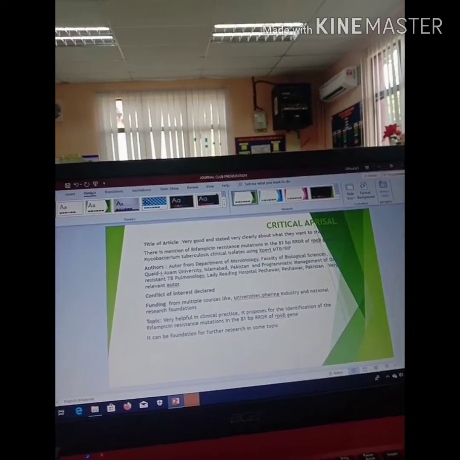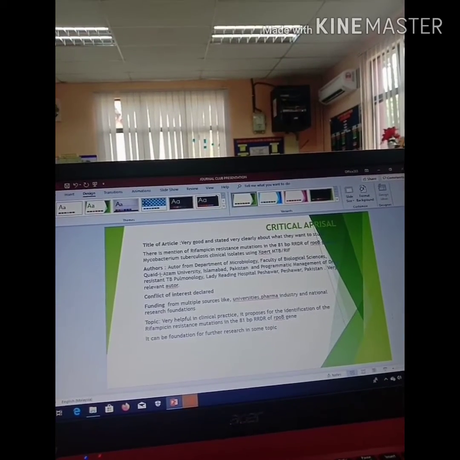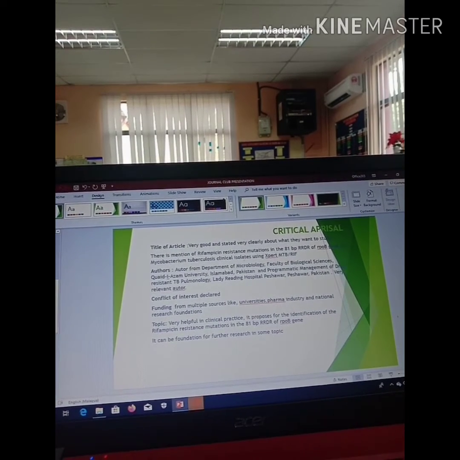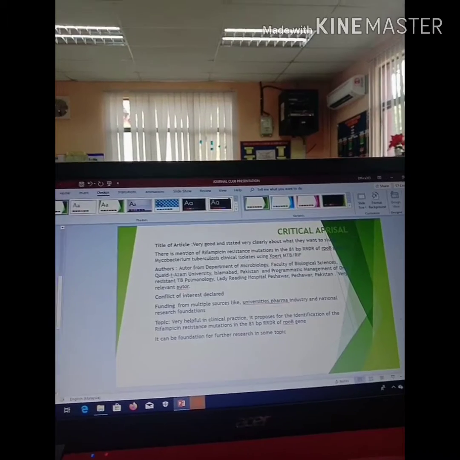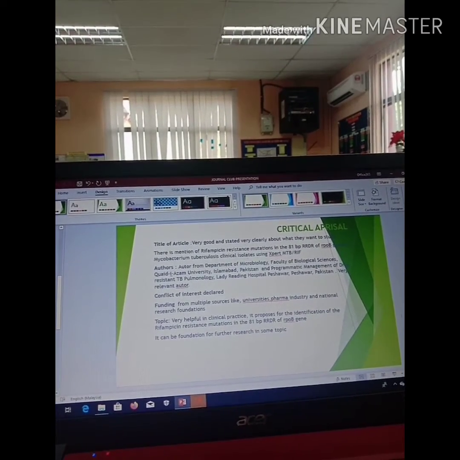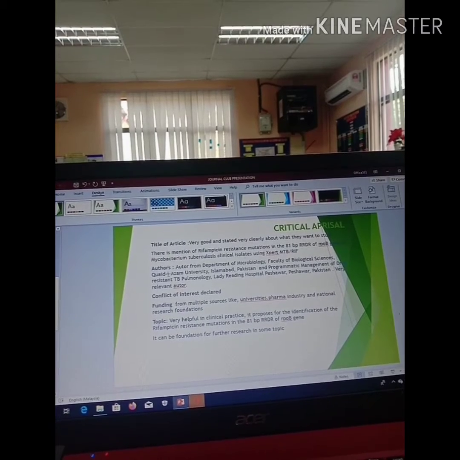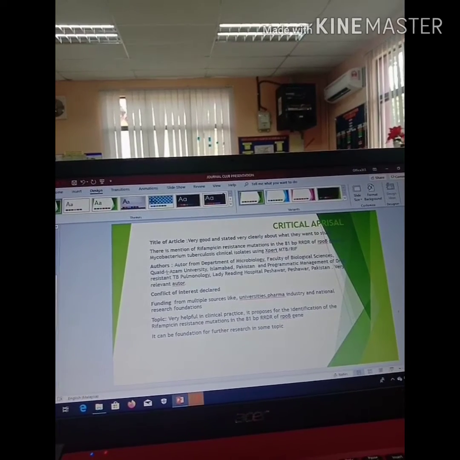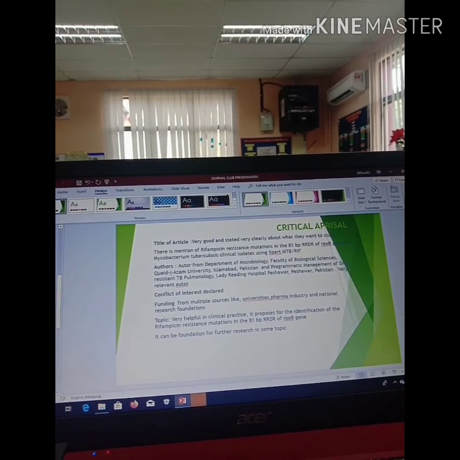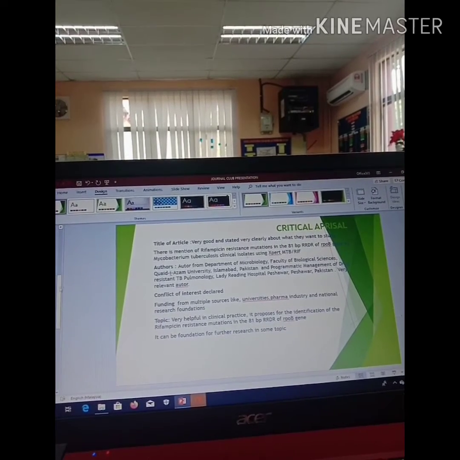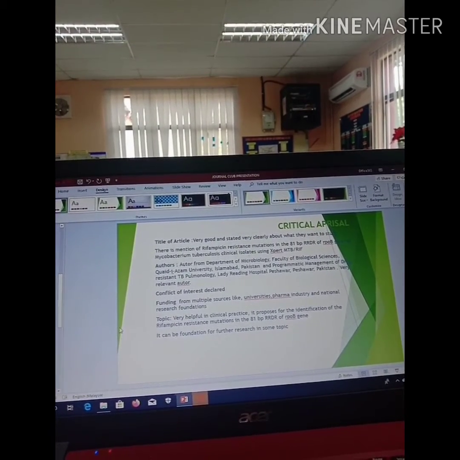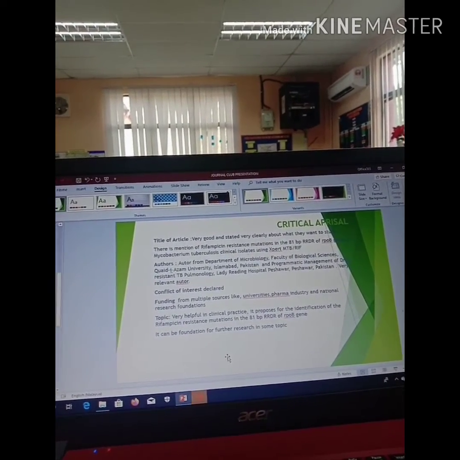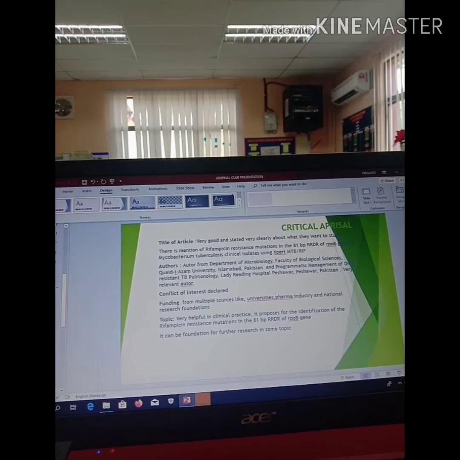Critical appraisal: the title is very good and states very clearly what they want to study. It mentions rifampicin-resistant mutation in the 81BP-RRDR of RPOB gene in MTB clinical isolates using Xpert MTB/RIF. The authors are from the Department of Microbiology, which is very relevant, and conflict of interest is declared. Funding is from multiple sources like the university, pharma industry, and National Research Foundation, so there is no bias. The topic is very helpful in clinical practice. It proposes identification of the rifampicin-resistant mutation and can be a foundation for further research on the same topic in the future.